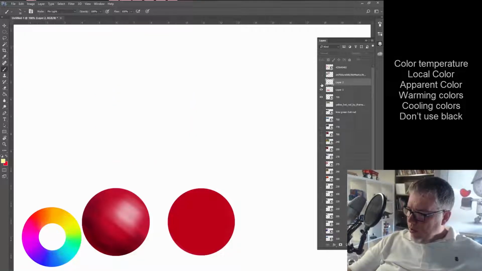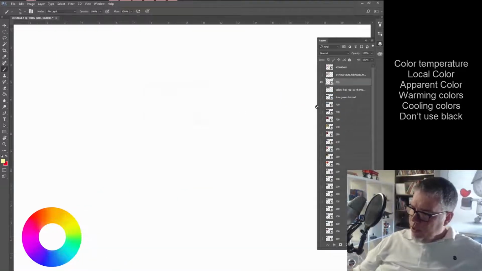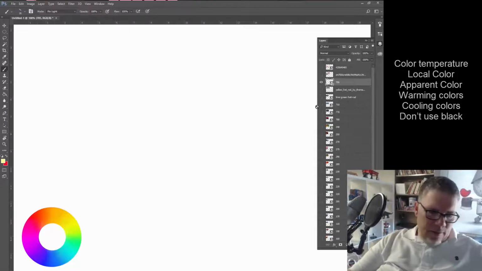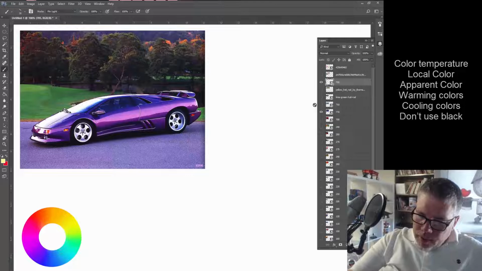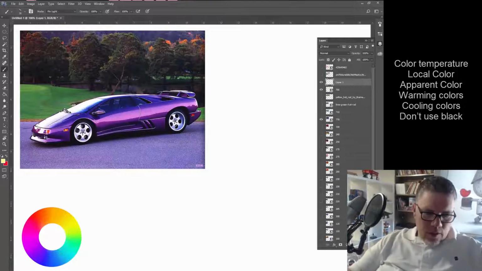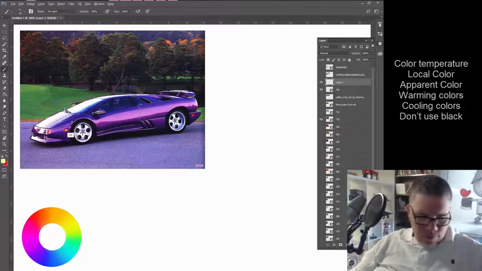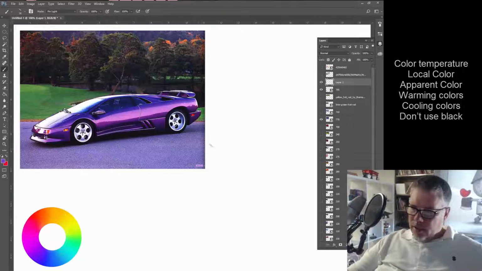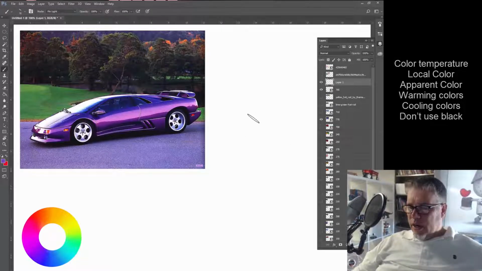And let me show you this one right here, so you can see it. I'm just going to pick them and show you that the local color is probably going to be found right in here. Oh, I've still got the selection, I think. There we go. So that's going to be our local color. That's the color that the car actually is.